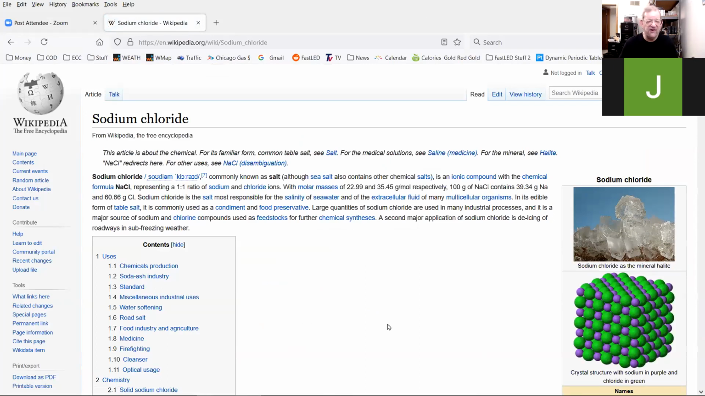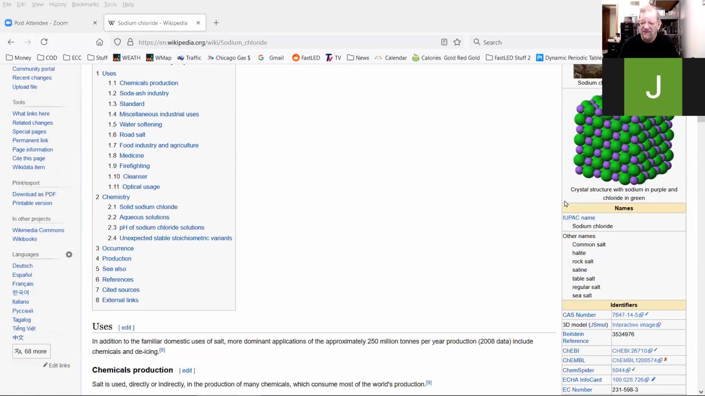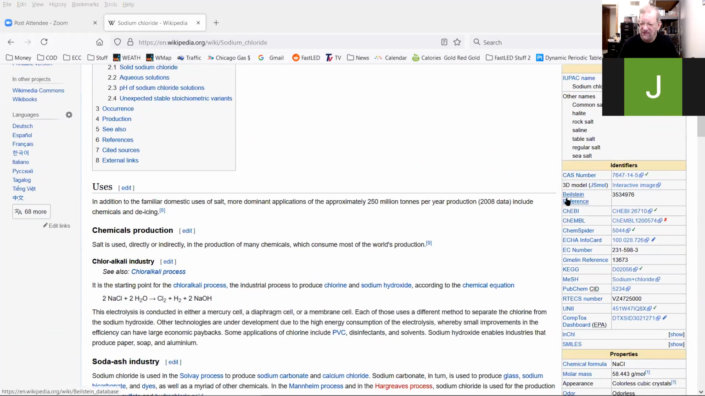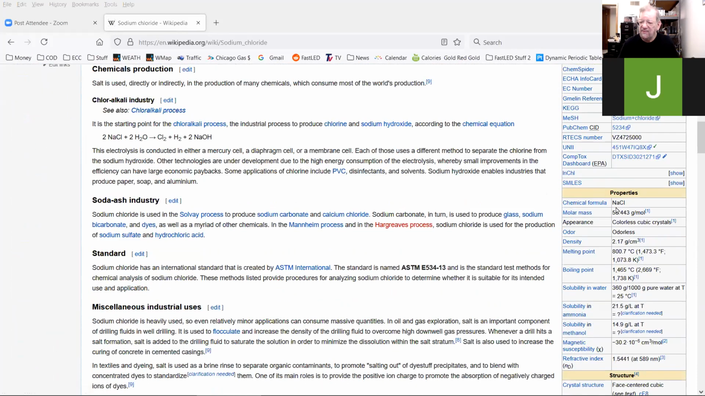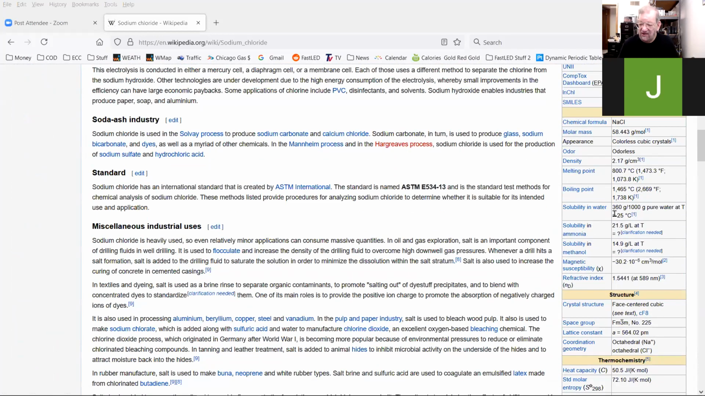And does everybody see on your screen? Let's see. You should see sodium chloride from Wikipedia. And if you look at the lower right where I'm scrolling, you'll see properties. And you have sodium chloride. And if you scroll down, solubility in water, 360 grams per 1,000 grams of pure water at 25 degrees C.